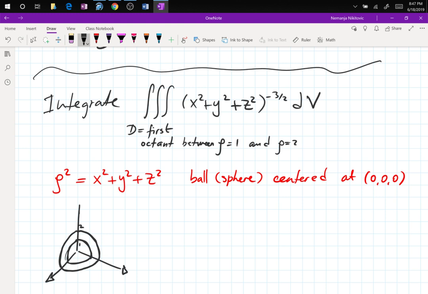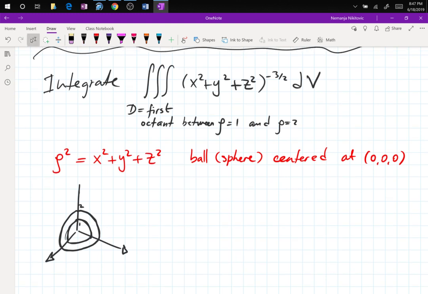All right, so what do we have here? As I am setting up this triple integral, you see that I get to move this square as a square root to the other side, which is a half. So I'm getting rho to the -3 over here.